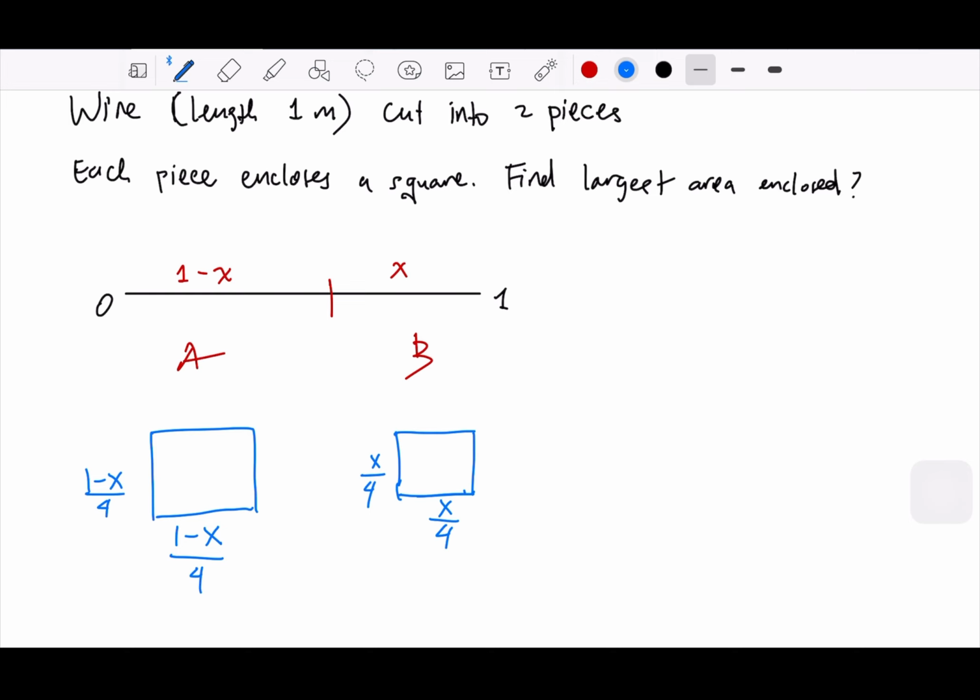Now the total area. The question is actually asking for the total area. So we need to add these two. So area A plus area B. We need to find how large both of them are together. So the formulation is just taking area B plus area A. That's our formulation for this one.